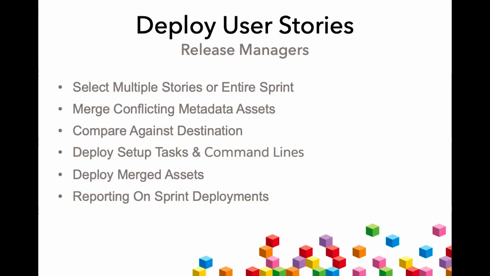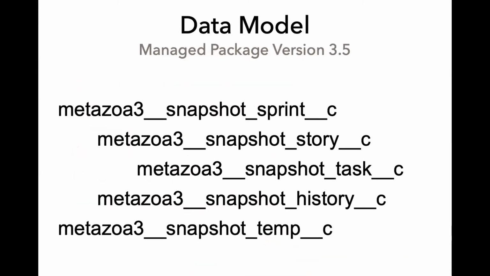I did want to show one more screen, which is our data model. And so our newest managed package, version 3.5, has a couple of new objects in it. It has the sprint object, and there's a related list of stories for every sprint and a related list of tasks for every story. So the super admin creates the sprint and sets up the stories, and then the individual contributors create all the tasks for their user story, and that's how that all works.